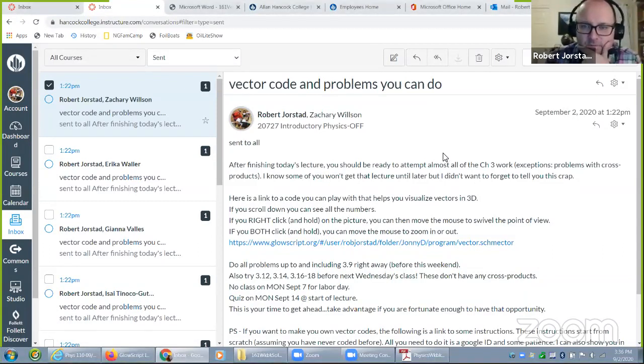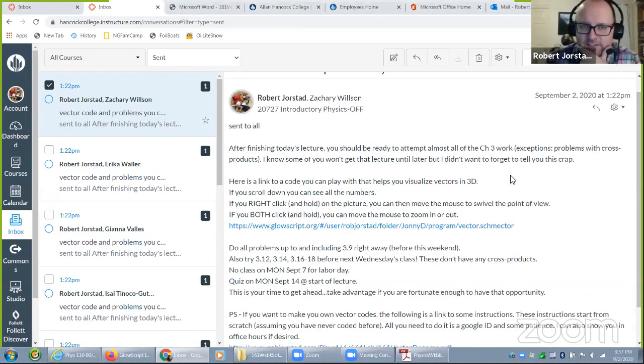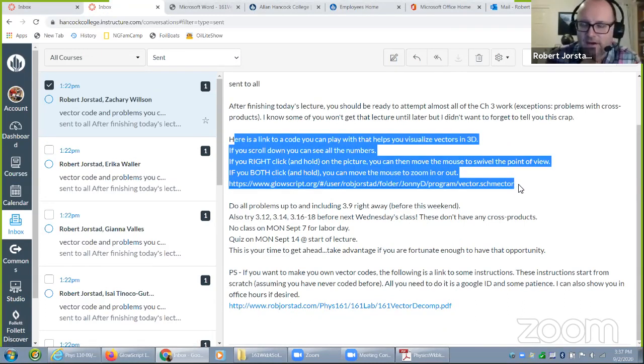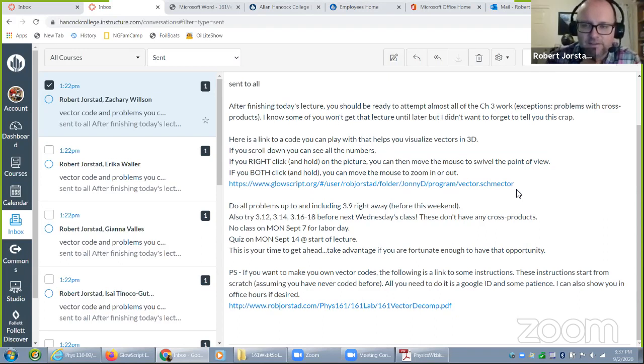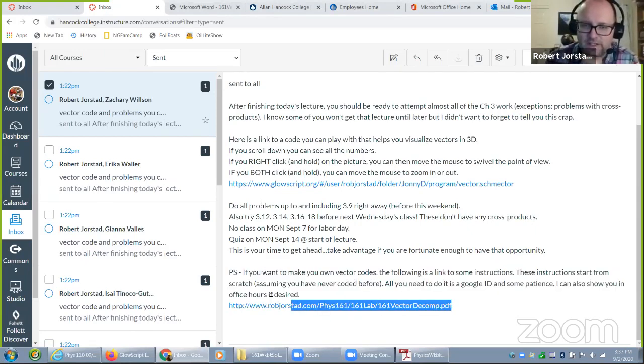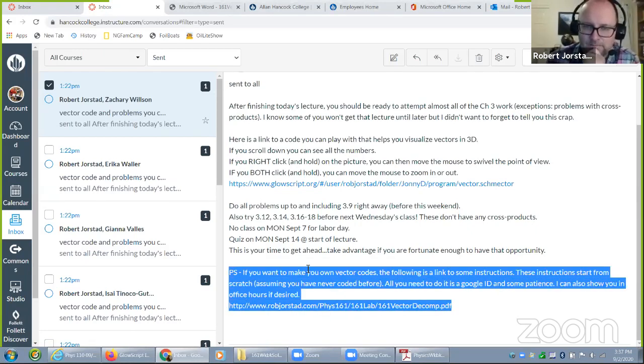All right, so this is the email I just sent you. The link to the code is right there. Now, you're not going to be able to change the arrows, but what you can do is read these instructions, set up your own GlowScript account, and then cut and paste my code into yours and deal with it there. If you don't know how to start with GlowScript, all the instructions are inside there, okay?